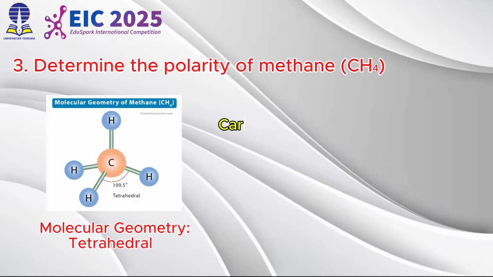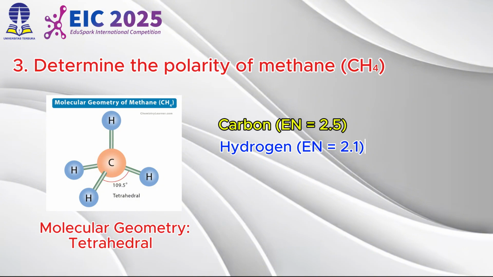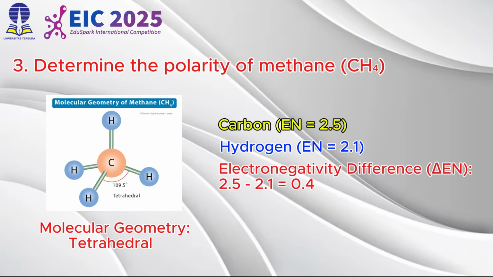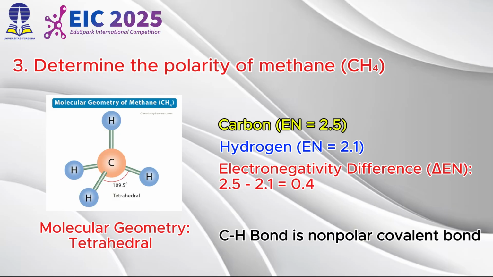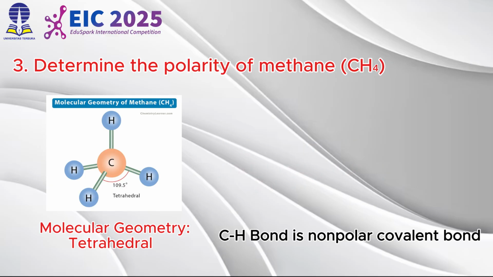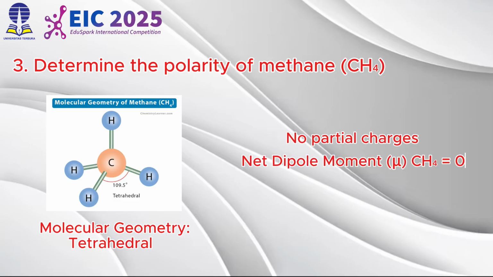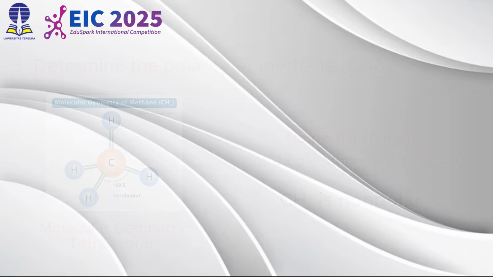The electronegativity of carbon is 2.5 and for hydrogen is 2.1. The electronegativity difference is 0.4, indicating that the bond is a nonpolar covalent bond. Therefore, no partial charges are formed because the electrons are evenly distributed. The net dipole moment of the molecule is equal to 0, which means methane is a nonpolar molecule.